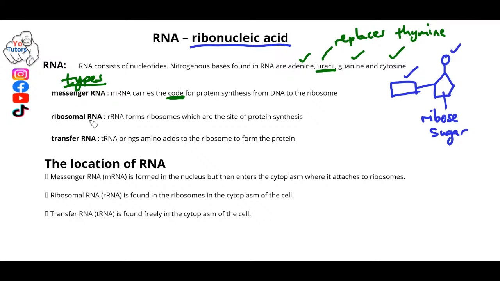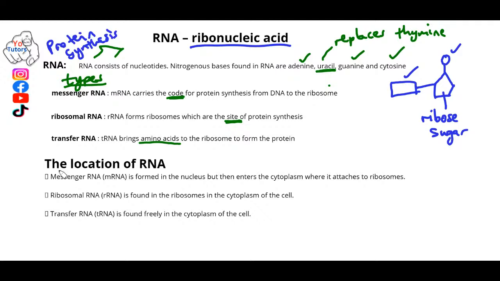Then the ribosomal RNA, it is the site for protein synthesis, because we know that protein synthesis occurs on the ribosomes. So ribosomal RNA is actually the site for protein synthesis. Then transfer RNA actually brings amino acids to ribosomes to form protein. So here, the main function of your RNA is that it plays a very crucial role in protein synthesis.